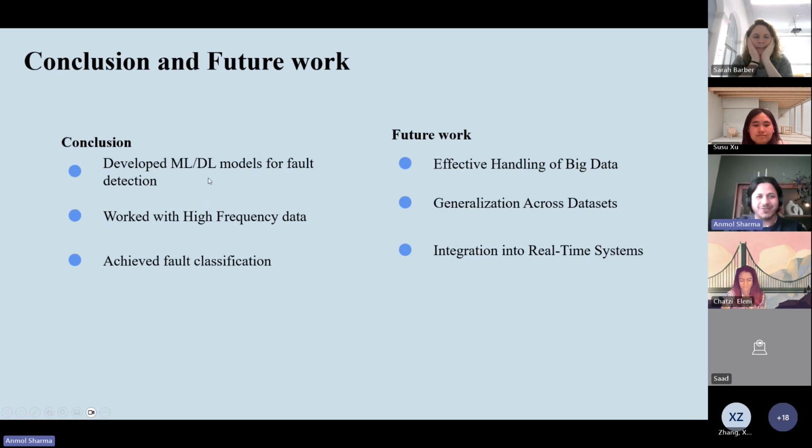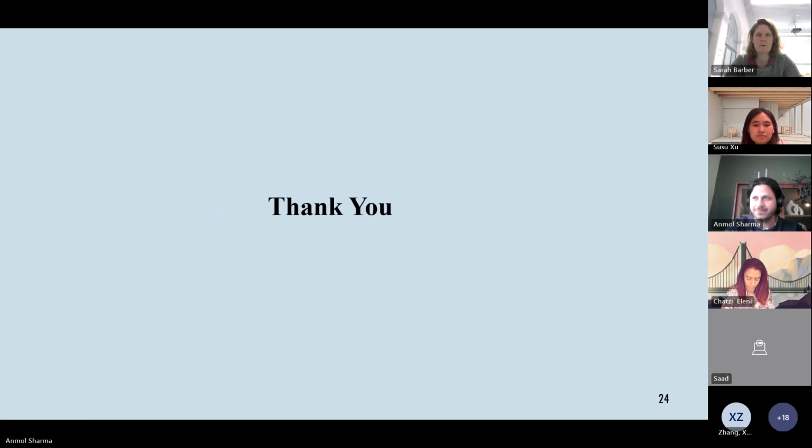That was my final conclusion: I was able to work with machine learning and deep learning fault detection models, worked with a high frequency dataset during this challenge, and achieved fault classification. My future work could be to handle bigger datasets better, generalize across different datasets, and integrate this into a real-time system. Thank you.